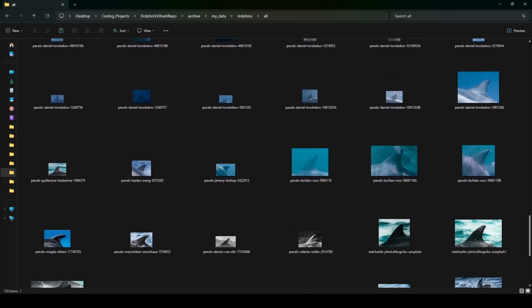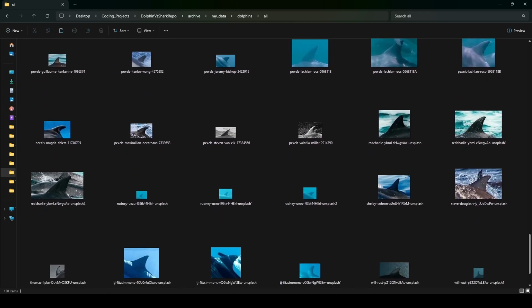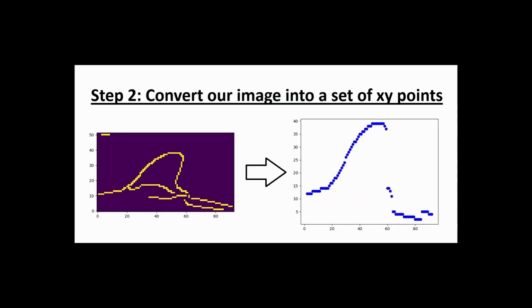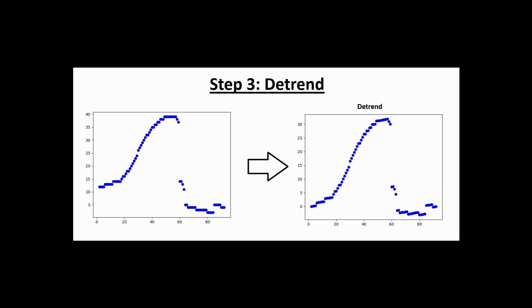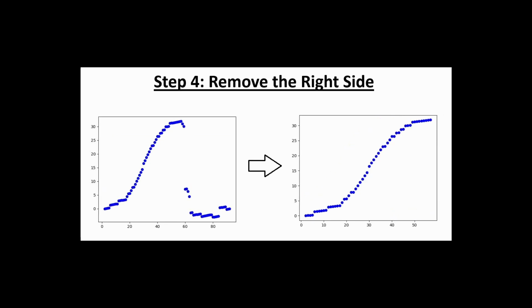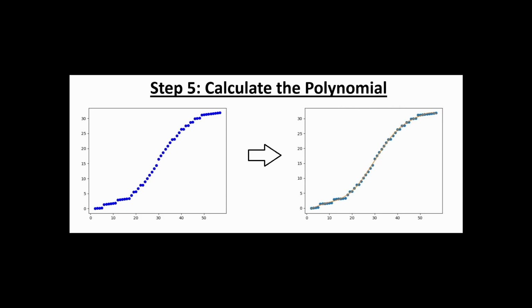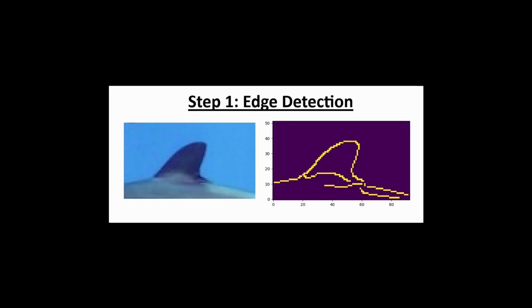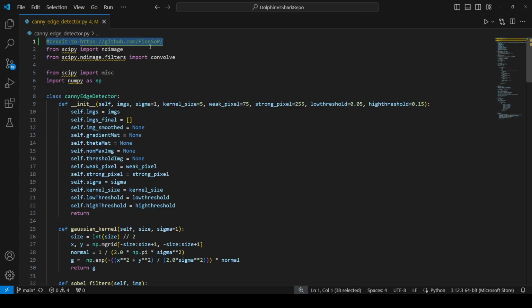To clean up our images and calculate the polynomial values, we will do 5 steps. Edge detection, convert our image into a set of XY points, detrending, removing the right side, and lastly, calculating the polynomial coefficients. This tutorial will only go through the processing of the shark images because processing the dolphin images is the exact same process. Step 1. Edge detection. For our edge detection, we are going to use a public library called Canny Edge Detector.